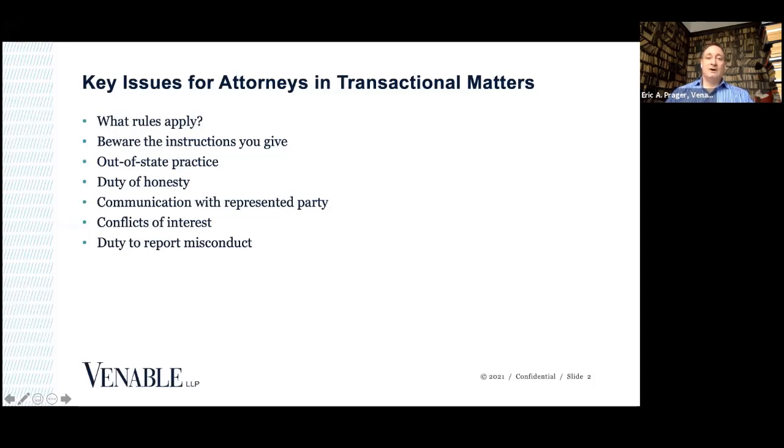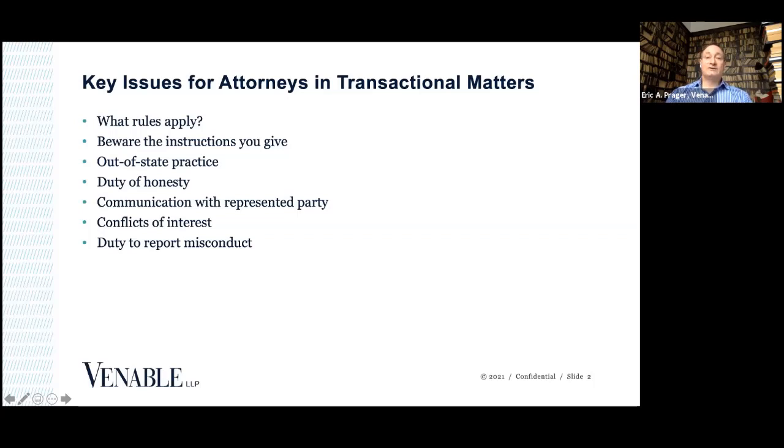I have some submodules that I'll identify, and then we'll dig into them. Today we're going to cover what ethics rules apply, an admonition that I describe as beware the instructions you give, and out-of-state practice of law: we're each admitted in one or more states, but what happens if there's something going on in another state? We'll also cover the attorney duty of honesty, communication with a represented party, conflicts of interest, and the duty to report misconduct.